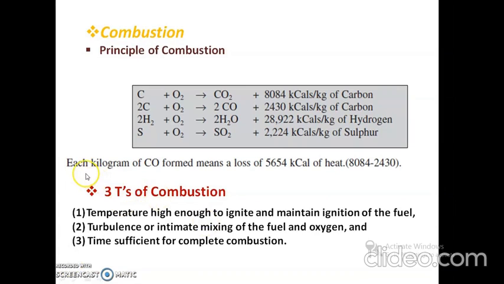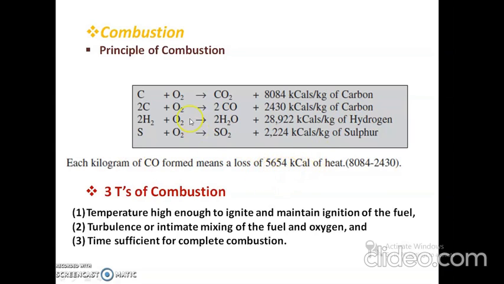Also, you can observe that each kg of CO formed means a loss of 5654 kilocalories of heat. As a boiler operator or boiler engineer, you must understand that after analyzing the flue gases with the help of a flue gas analyzer, which we'll discuss in the coming slides, if CO percent increases, that CO is nothing but an indication of loss of heat. Each kg of CO formed is the loss of 5654 kilocalories.